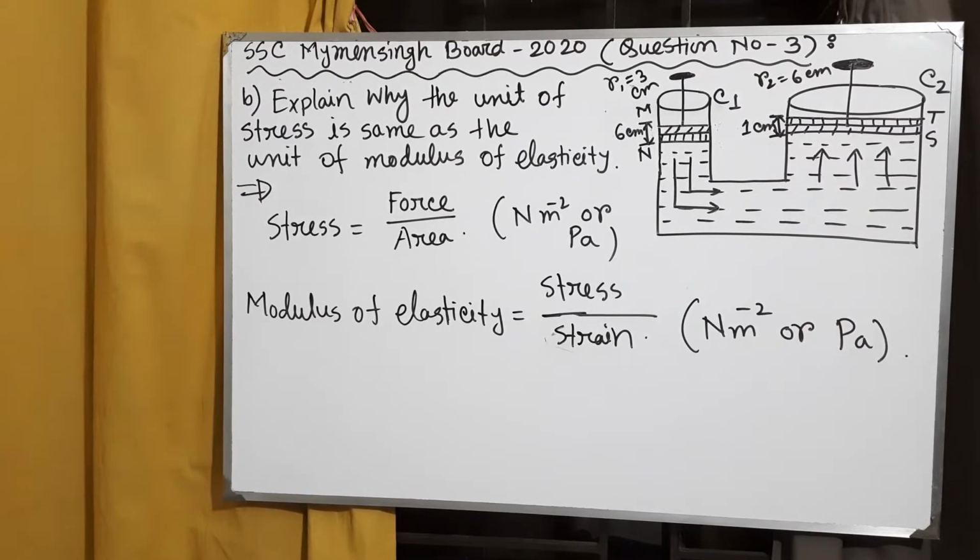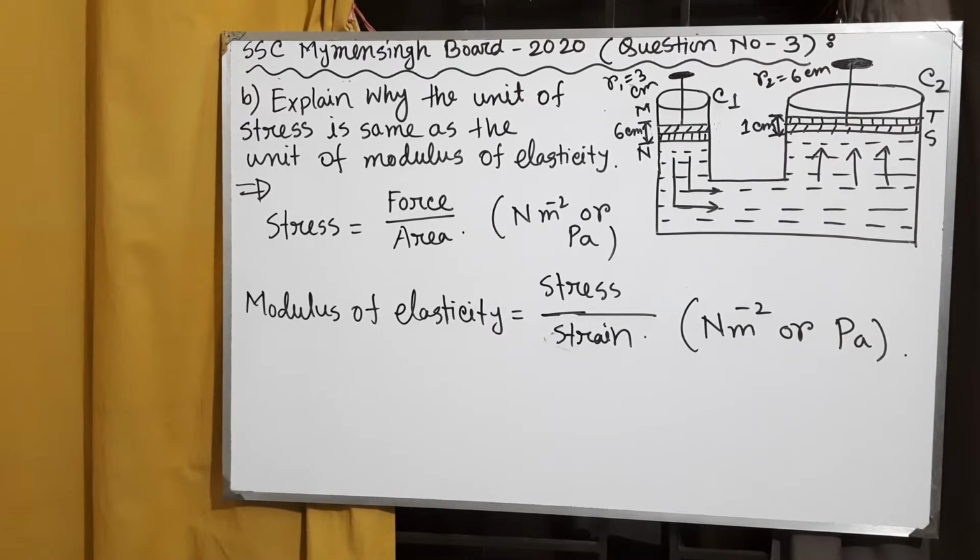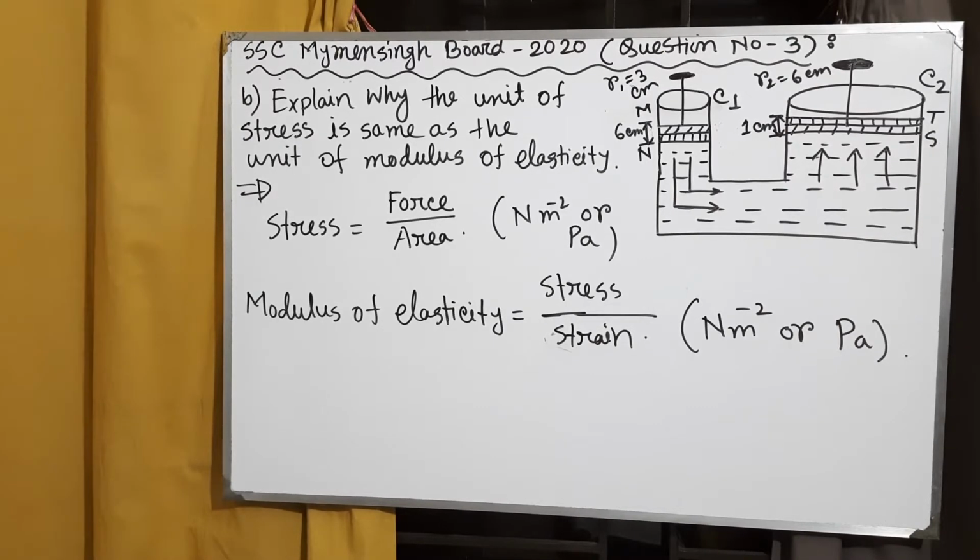Our question B is explain why the unit of stress is the same as the unit of modulus of elasticity. Modulus of elasticity is also known as elastic modulus. It is a measured value that represents a material's resistance to elastic deformation. It applies only to non-permanent deformation under the effect of stress. The SI unit of modulus of elasticity is Pascal or Newton per meter square.